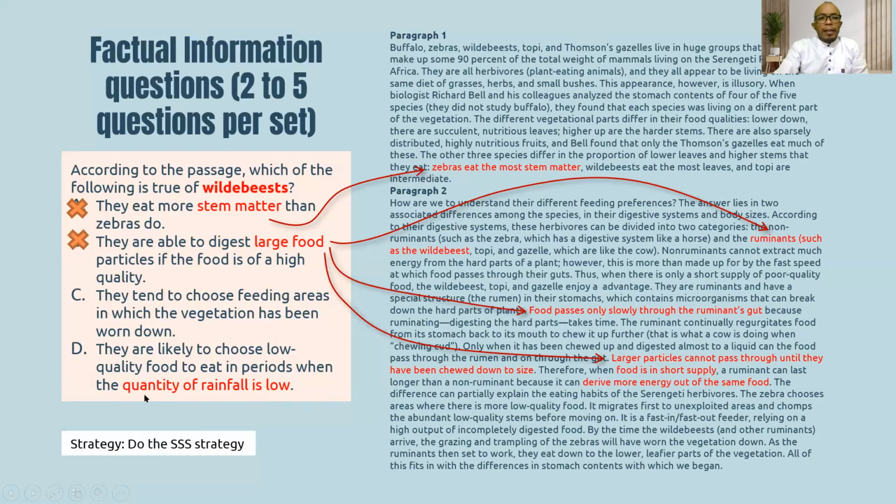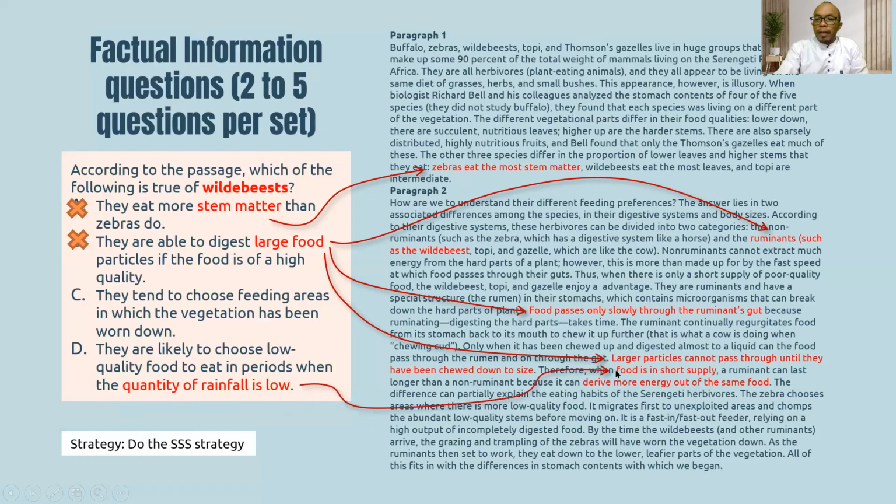Now, let's go on and take a look at D here. The key phrase is quantity of rainfall is low. So wild beasts are likely to choose low quality food to eat in periods when the quantity of rainfall is low. So let's try to scan for the information we need.